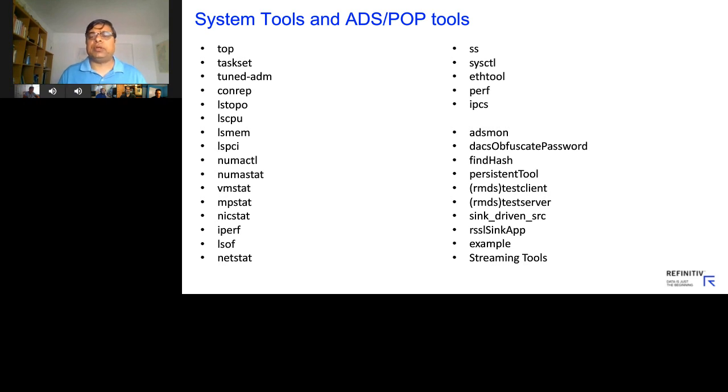So those are some of the system tools available. And from an ADS-POP point of view, we ship ADSMon. That's the primary observability tool. Then there is also a REST interface now, so we can use curl to get some of those things that are in the shared memory. Because we support persistency, there's a persistence tool. And the test client and the test server are the primary tools that are used. That is shipped now, along with sync-driven source, even though we are de-emphasizing sync-driven source, and RMDS test server, or test server, short name, does all of that functionality. And then we also have a bunch of streaming tools to verify the WebSocket functionality. That's all packaged up with each version of the ADS.